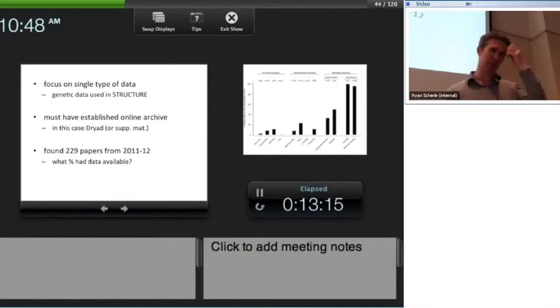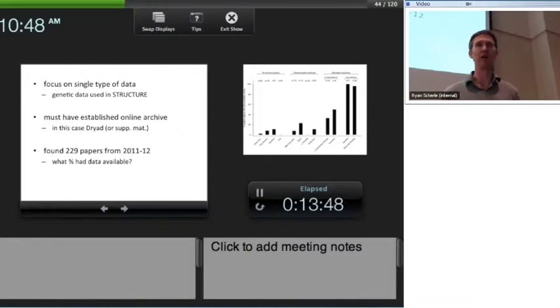So again, we focused on a single type of data. We didn't want to be looking at multiple data types and having that muddying our ability to draw conclusions. For this study, we focused on the genetic data used in STRUCTURE. This is a very common data type in the journal I work on, Molecular Ecology. And it must have an established online archive. Reasonably, if you've got a data policy saying it must be put somewhere on an archive as supplemental material, there needs to be somewhere for it reasonably to go.